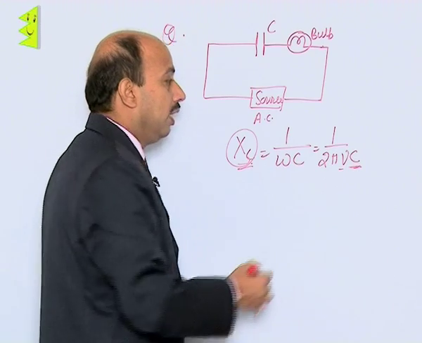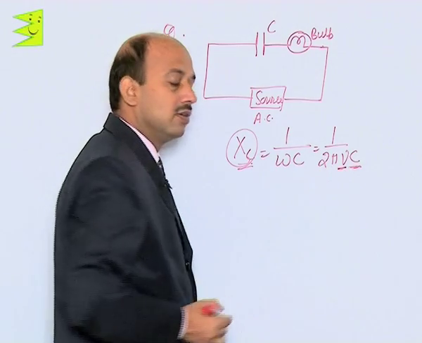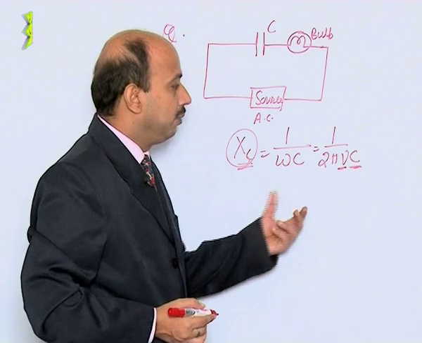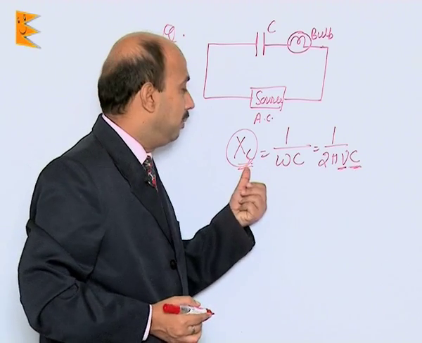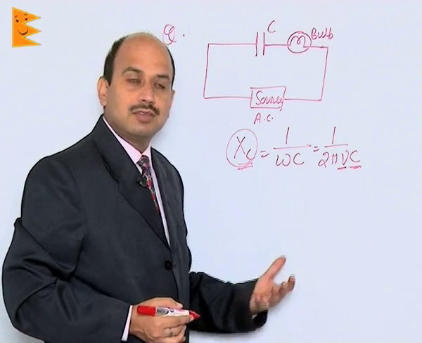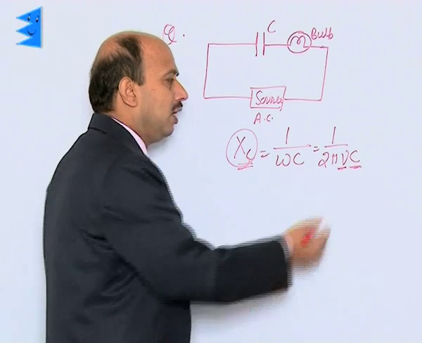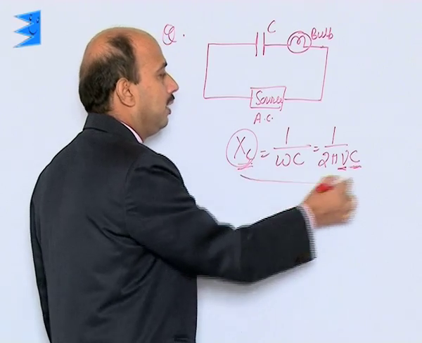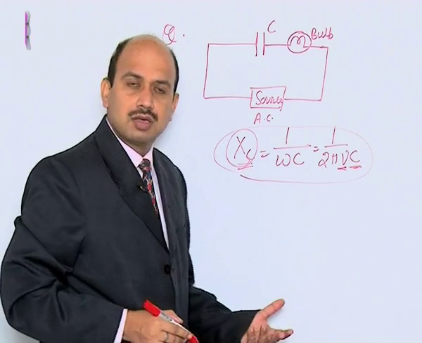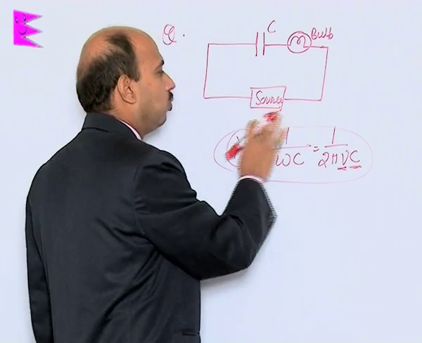Now, if you increase the frequency, the same thing happens. If you increase the frequency, Xc will decrease. As a result, the brightness will increase. So the brightness of the bulb in the AC circuit depends on the value of C and nu. But what happens if this source is, suppose, DC?